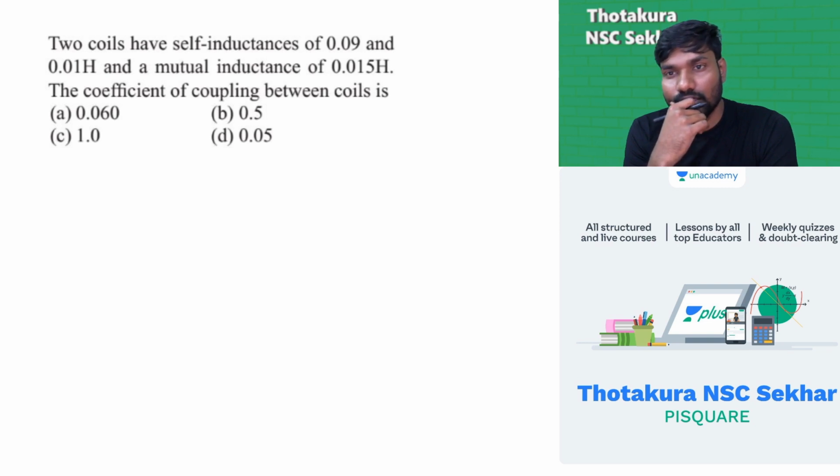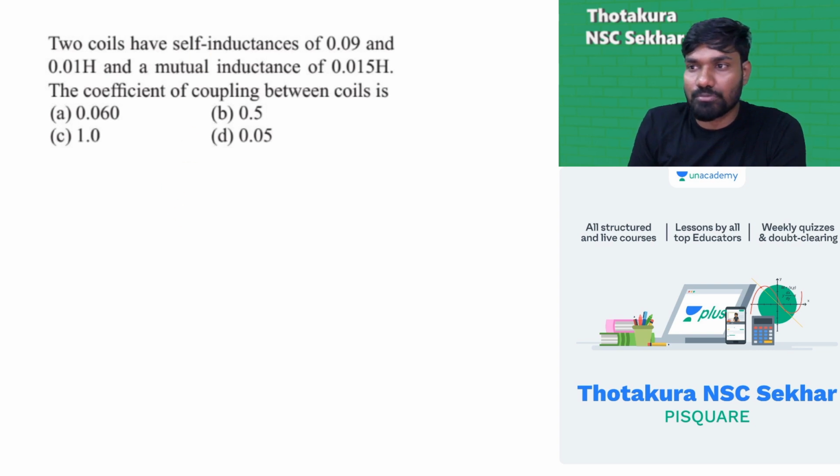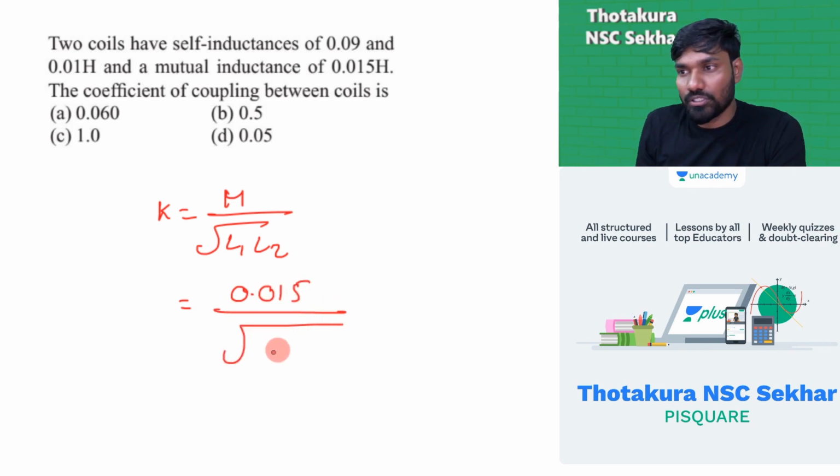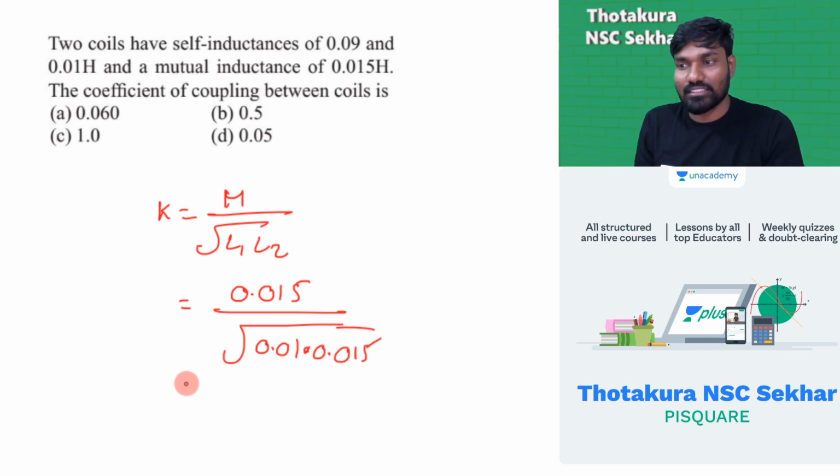Two coils have self-inductances and mutual inductance; find the coefficient of coupling. Coefficient of coupling means K. Same formula as before: K is equal to M by root L1 L2. It is asked for K value, so directly substitute the values here and you will get the answer. 0.015 by under root 0.01 into 0.15.